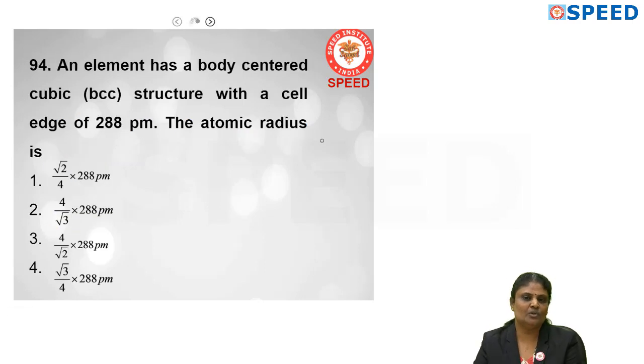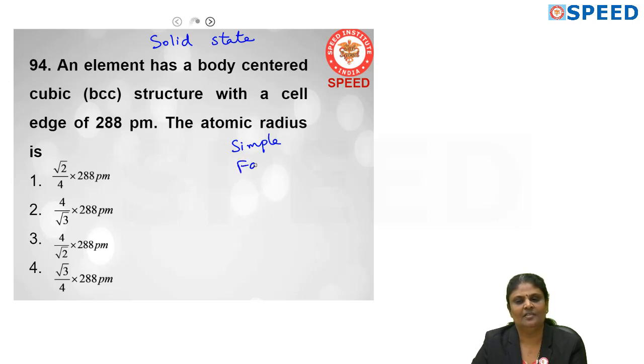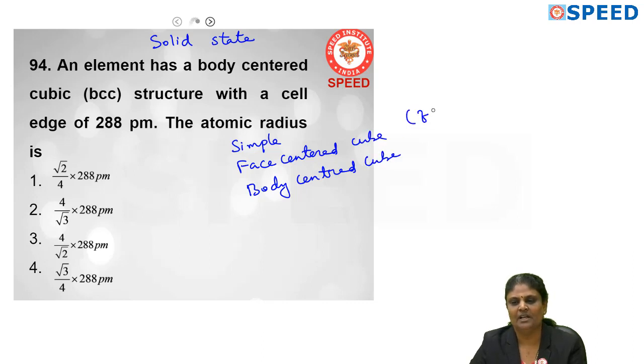And then the 94th question. So this is from solid state, 12th standard solid state. So in the cubic system, we already studied 3 different types of cubic system: simple, face centered, and body centered. Body centered cube, face centered cube, shortly called FCC and BCC. So the question is from this body centered cube.